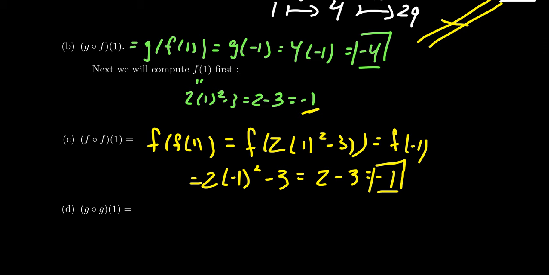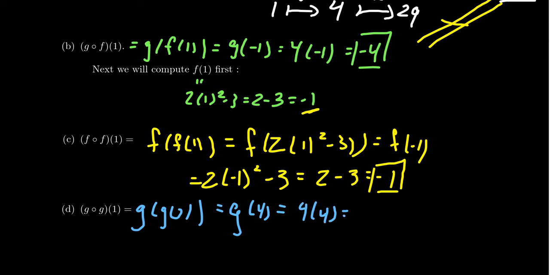And then if you did that for g of g of 1 here, you're going to do g of 1, which we did that earlier, we got a 4. And then you're going to get g of 4, which is 4 times 4, which is 16. So do pay attention to the order of operations here. We can compose these functions together and get things of the following nature.